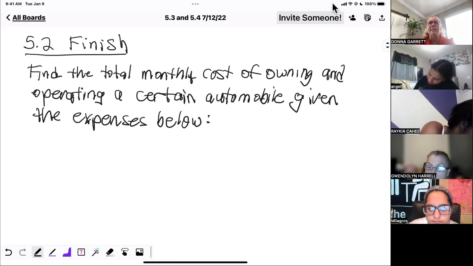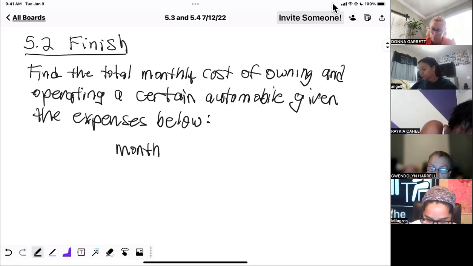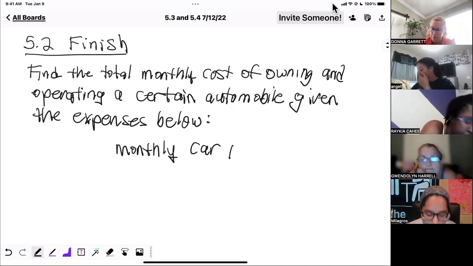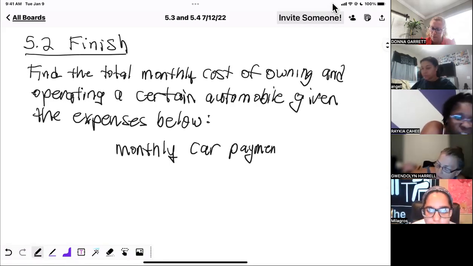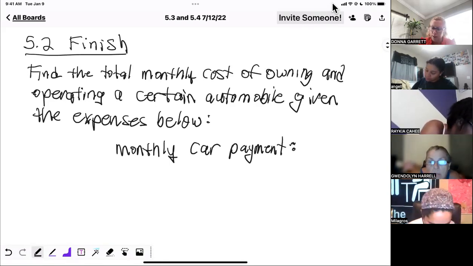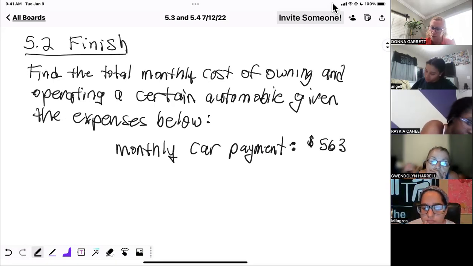We all can relate to this, can't we? Oh my gosh, our cars cost us too much money. All right, so monthly car payment. This one's really high. I don't think I've ever spent this much for a car. $563.52.